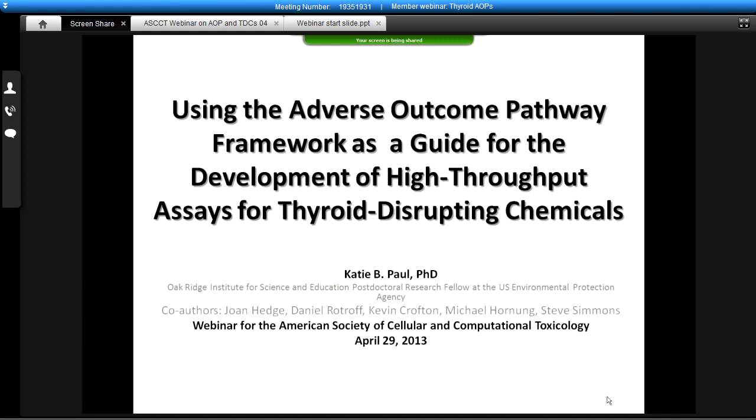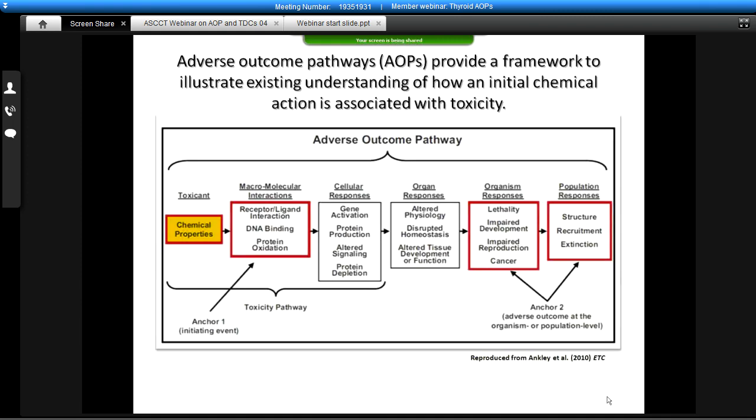subject of my talk. As many of you are aware already, an adverse outcome pathway, or AOP, is a conceptual framework to simply illustrate existing understandings of a linkage between a molecular initiating event, i.e. the initial biochemical interaction, and an organism or population level adverse outcome.